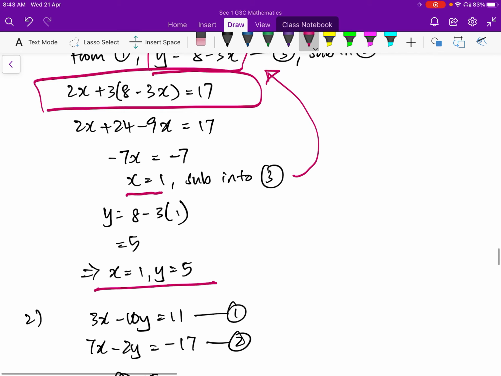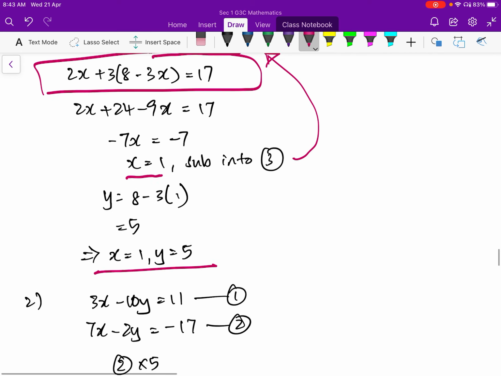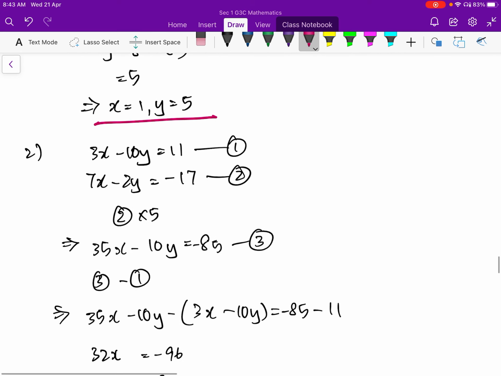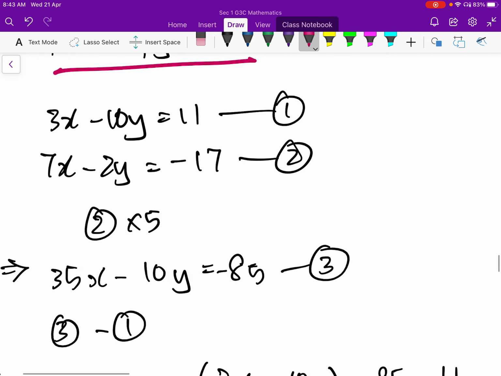Now for question 2, they want you to do it by elimination. So same thing, you always start off your simultaneous equation with equation number 1 and equation number 2. Now we need to use elimination, which means that the coefficients of both x's must have the same magnitude. Either 5 and 5, 2 and 2, negative 2 and 2, negative 1 and 1, so on and so forth. Same magnitude. I didn't say the same sign. Okay, the magnitude of the coefficient of either one of the variables must be the same.